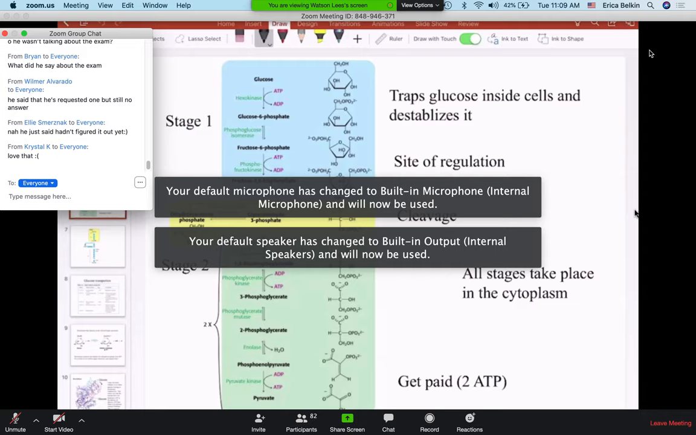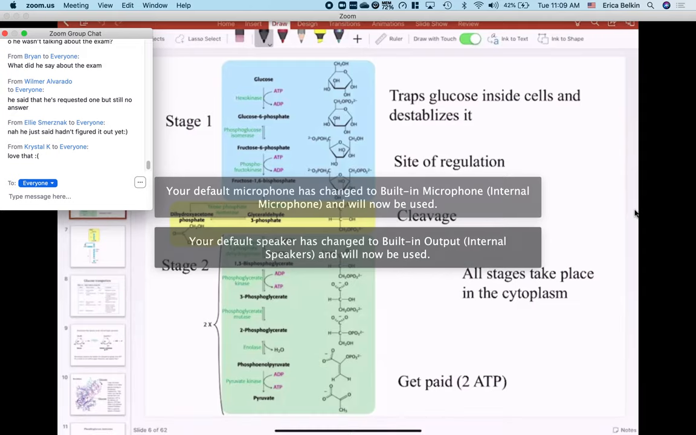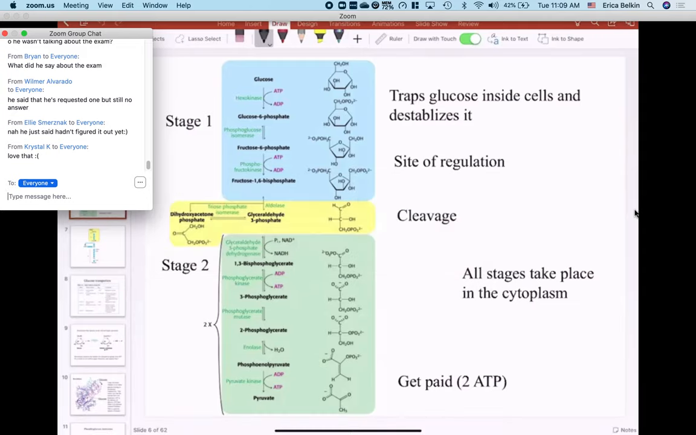The position of the carbonyl. So in glucose, you only see the ring structure, and in the ring structure, there's no carbonyl. But in the open form of glucose, there is a carbonyl, and that carbonyl is the aldehyde. And the aldehyde is at the first carbon, which of course would be C1.